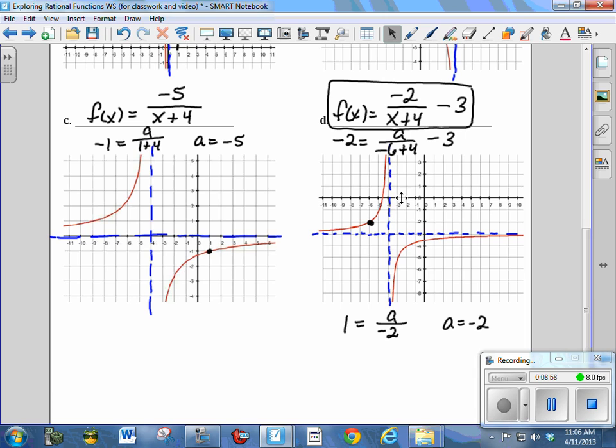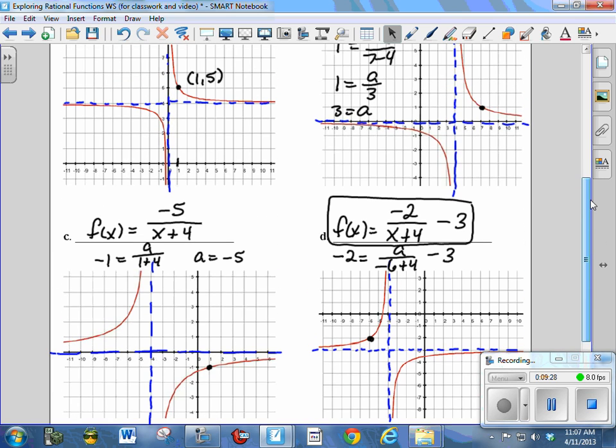I used negative 6, negative 2, plugged in negative 6 for x, negative 2 for y, and solved it for a. And here's the rest of my work down here. Got 1 equals a over negative 2, so a is negative 2. And you should have also realized a is negative both in C and D, because the curves are on the upper right and lower left instead of the upper left and lower right. So that's how you can tell that would be negative.